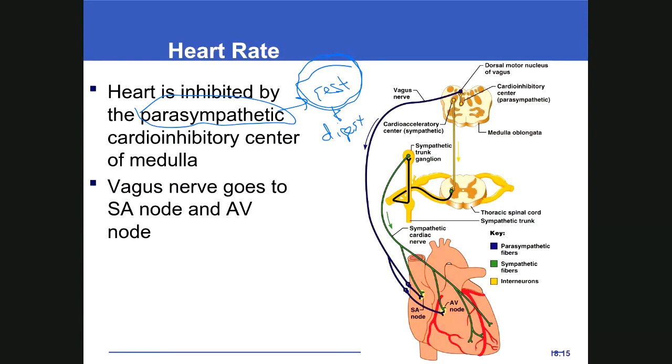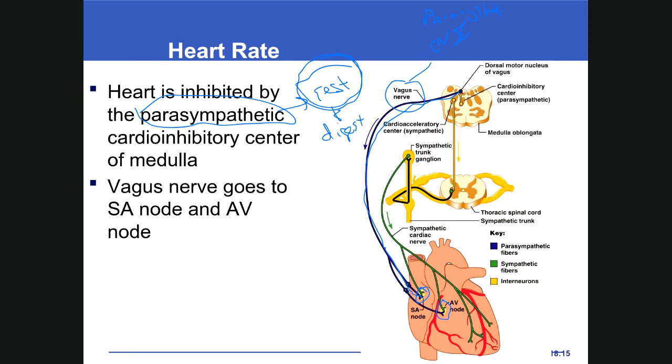So this nerve is a parasympathetic nerve. And look where it goes. It goes to the SA node and to the AV node. Remember, it's called the vagus nerve. That's cranial nerve number 10. That is a parasympathetic nerve. And what it does is it slows the heart rate.